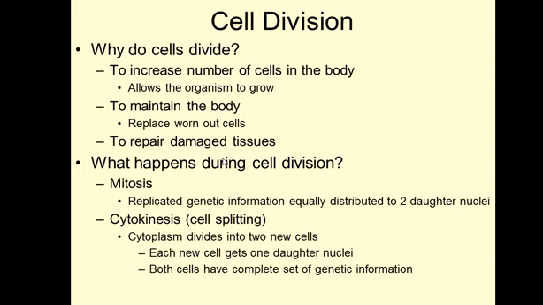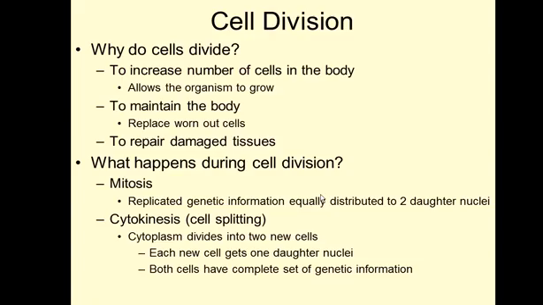Our cells are dividing. So our cells need to divide because we need to grow and develop. Sometimes we get wounds, those wounds need to be healed, and lastly, sometimes some cells need to be replaced. So all these are reasons why our cells divide. Now how do the cells divide?